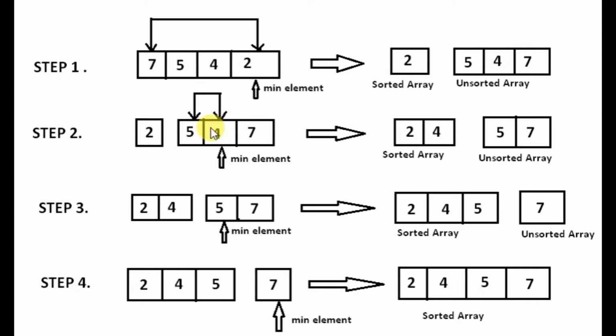Now we will compare the rest three. Since here 4 is the minimum, it will go with 2. It will be at the second position in the sorted array, and the rest two will be in the unsorted array, and so on with 5 and then 7. Then our array will be sorted. It is better than bubble sort.